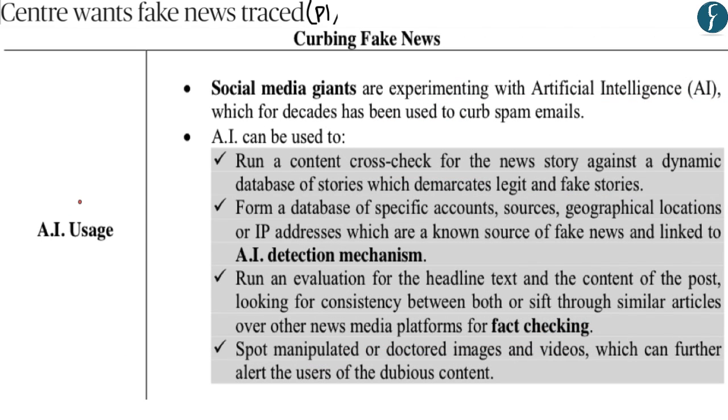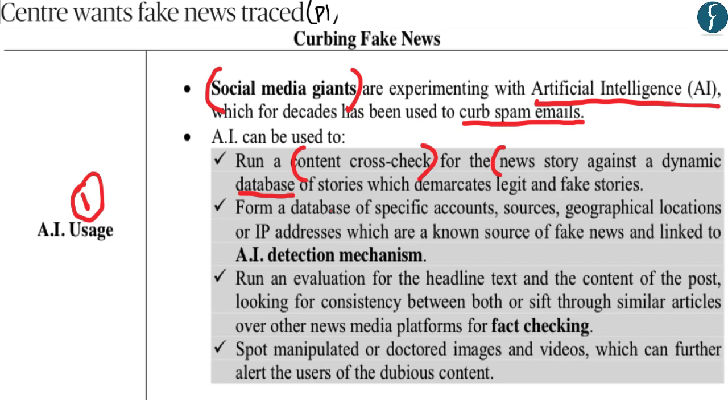Now, the first method that can be used to curb fake news is the usage of artificial intelligence. As you might be aware, social media giants such as Google have experimented with artificial intelligence, which has been used to curb spam emails. Artificial intelligence can now be used to run a content cross check to see whether a news story has been replicated by various newspaper databases. And this can be used to distinguish what is fake news and what is actual news.